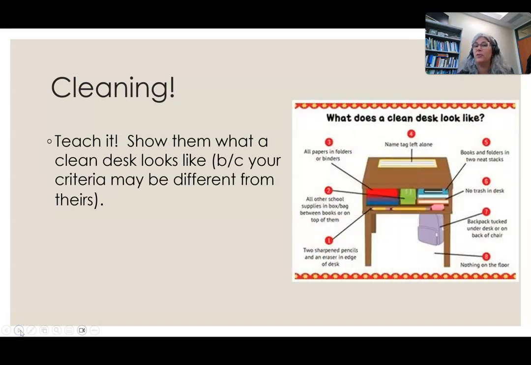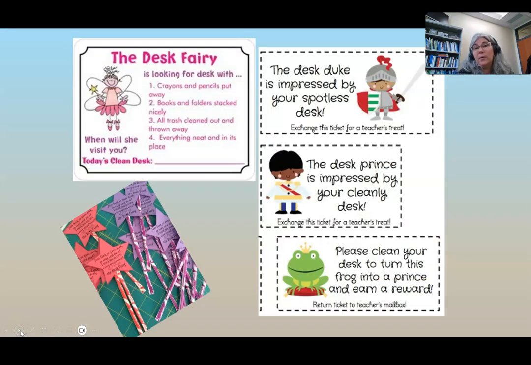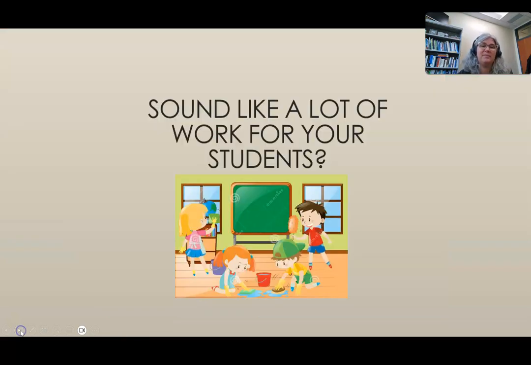So when you tell them clean up their desk, what does that mean? Are they allowed to have trash on the floor? Where do their pencils need to be? Where should their books be? So make sure you provide some explicit instruction. You can also have classroom jobs like a desk fairy who goes around and checks to make sure that desks are clean. Now, if you start to think, well, maybe that's too much work for my students, they shouldn't be cleaning, they're here to learn, I want you to take a moment and look at what some schools are doing in other countries.